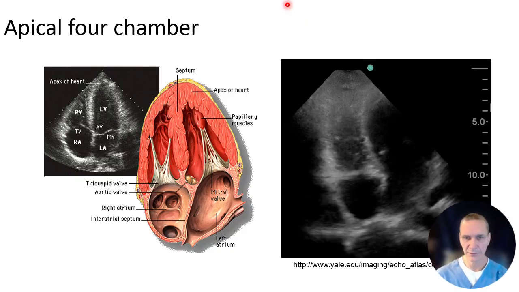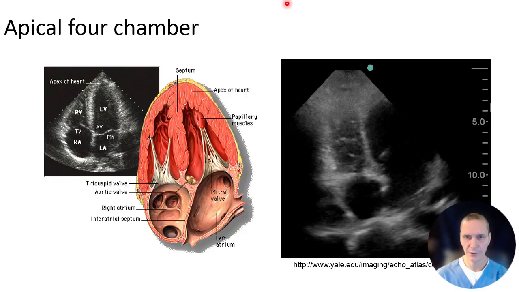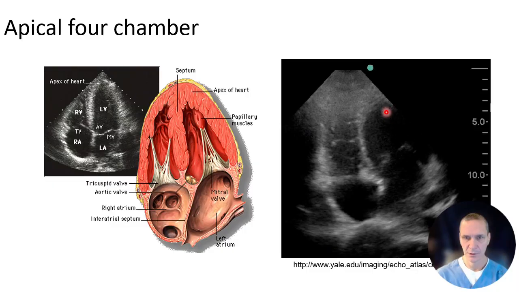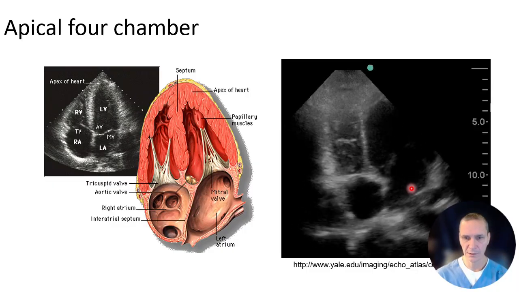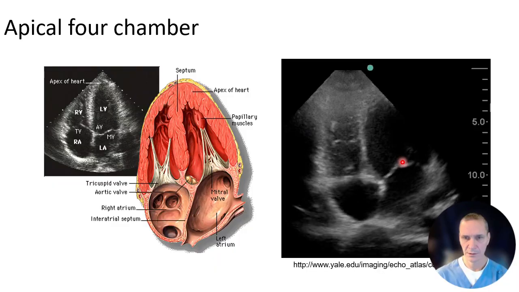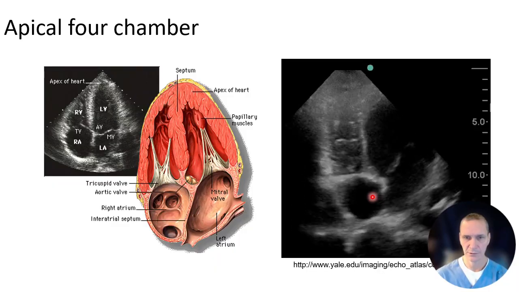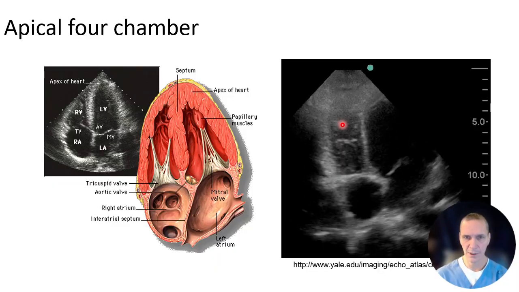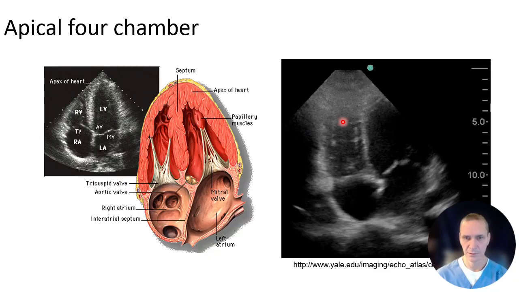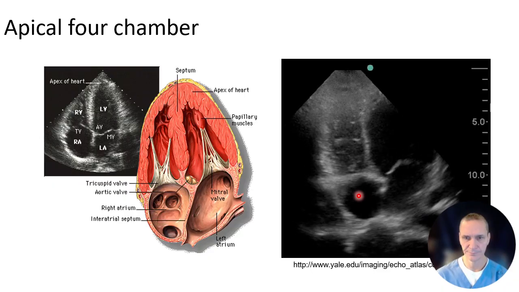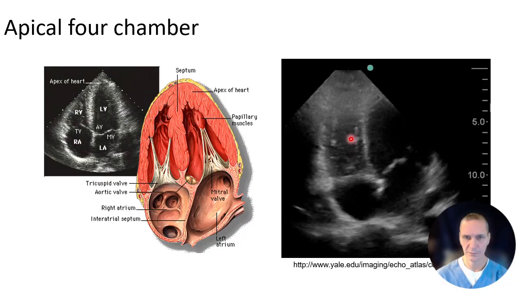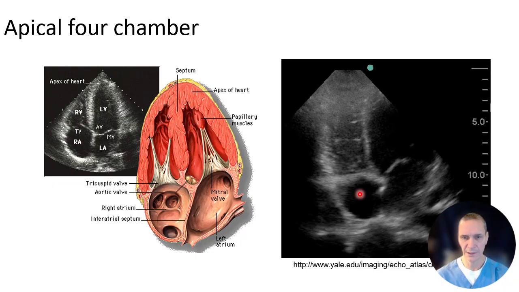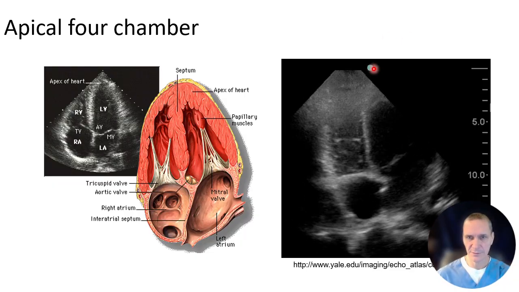This is how the apical four chamber will look when you capture the image. LV, LA. This is the mitral valve, the RV, the right atria. So left ventricle, left atria, right ventricle, right atria. This image happens to be in cardiac mode.